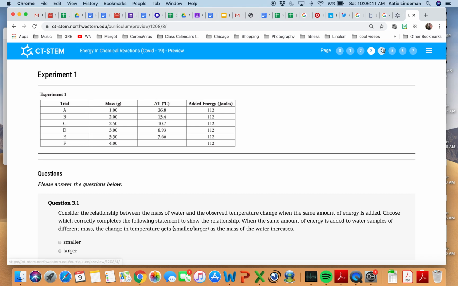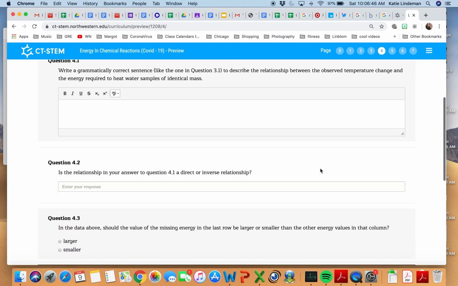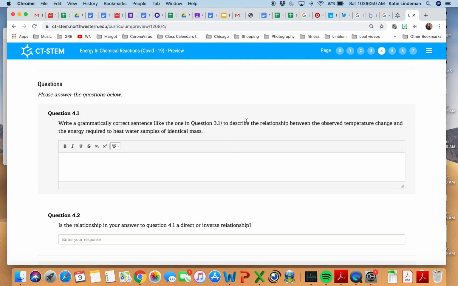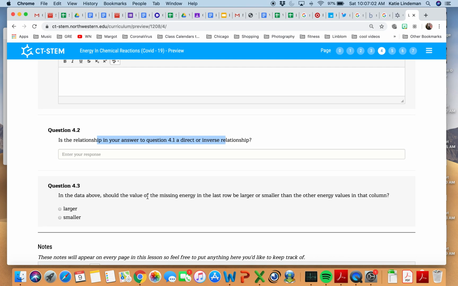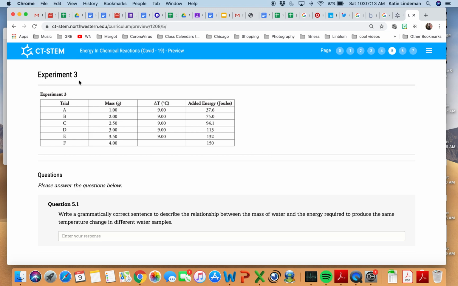As you scroll through these pages, you'll notice that they are very repetitive. You're describing the relationship between the independent variable and the dependent variable. You are saying whether the relationship is inverse or direct. And then you are anticipating or predicting what the missing value should be. So here you're trying to figure out what the added joules will be. And page 5 is very much the same, only you're looking at experiment 3 here.